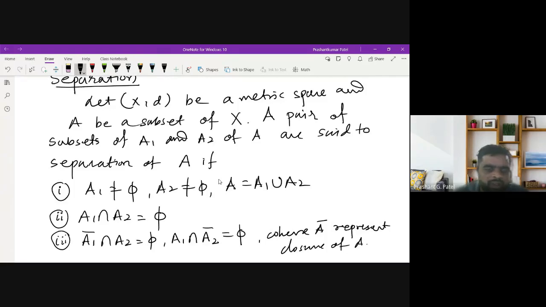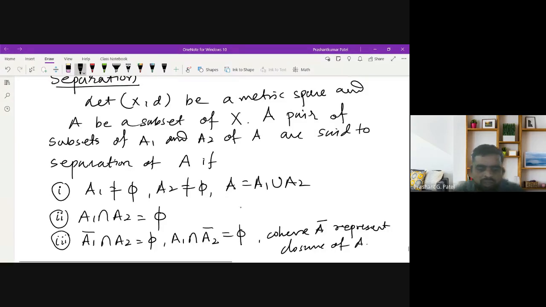That means it is A union its limit points. So if you want to say that a set has a separation, then it has to satisfy these three conditions. That means there exist two sets whose union is the set itself, and both sets have to be non-empty. The intersection is empty, and the intersection with either closure is also empty.